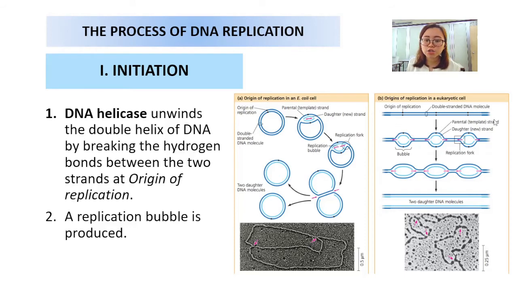Okay, so on each strand of DNA, one chromosome will have several origins of replication. DNA helicase will go and find each of the origins of replication and start to unwind the DNA.